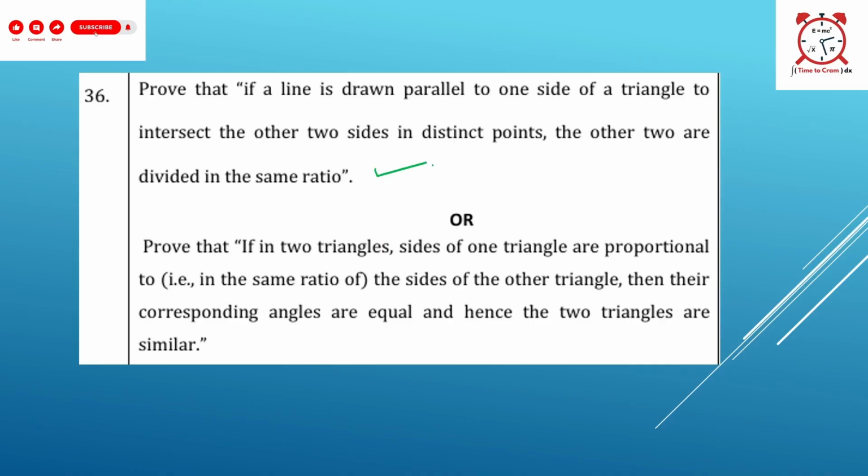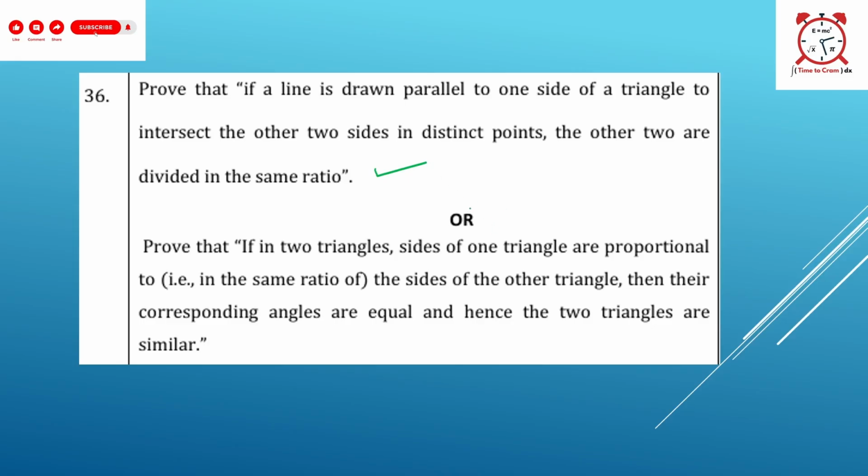We had already proved this theorem in model question paper 1. So I request all of you to go through the channel and watch the videos of model question paper 1 again. The explanation is already there, so we are not wasting our time here writing the proof of the theorem again. I request all the students to go and watch the model question paper 1 video.